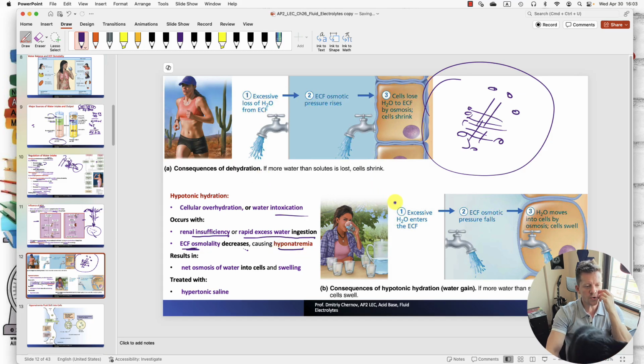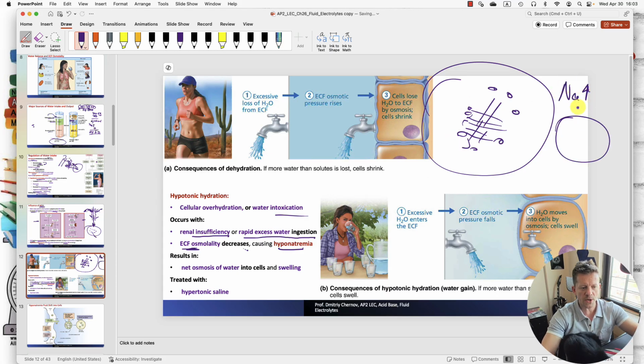Why is it hyponatremia? Because sodium likes to be more, right? So sodium likes to hang out outside of the cell. So now it's also diluted. So now the ratio of water to sodium is different, right? Now it's more water compared to sodium, and the ratio has to be maintained. So that's hypotonic hydration.